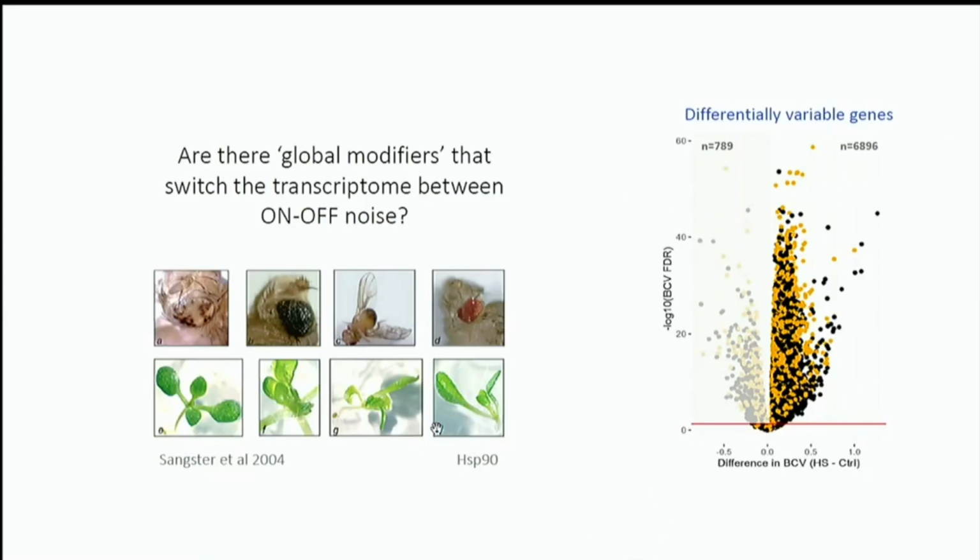So this was a very famous and big topic in the early 2000s, where people showed that modifying heat shock proteins in flies would generate a lot of random and weird phenotypes, but that was also true in plants, right? So the idea, what we are going after now, is trying to figure out if we can find these switches of global modifiers that could be potentially correlated with an increase in noise in our transcriptome.